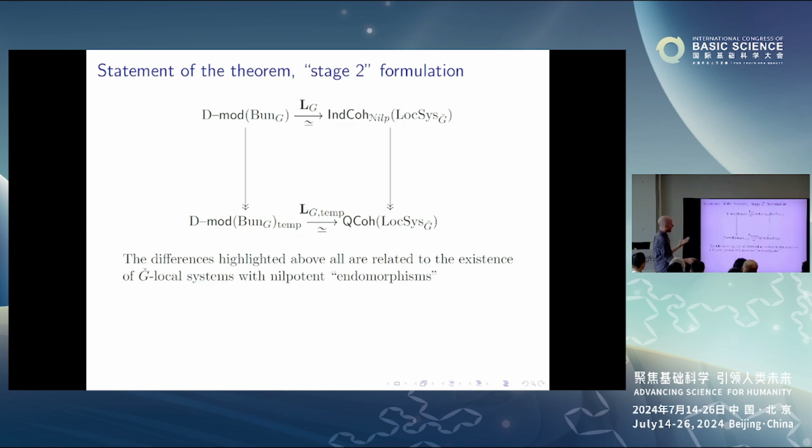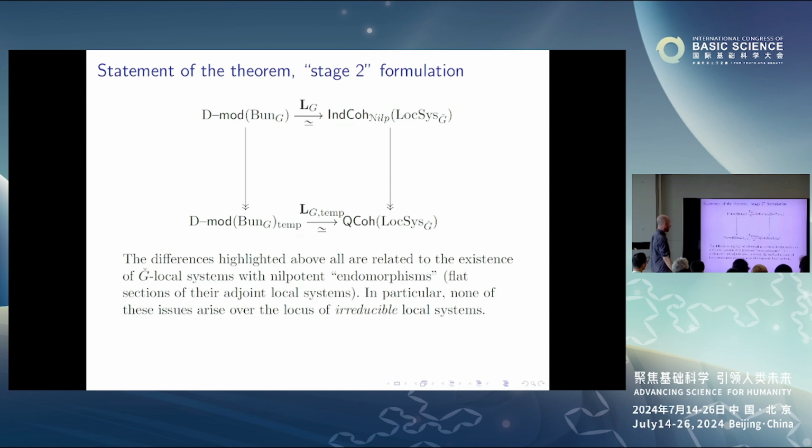So that's what I would really say for a vector bundle with connection. You can talk about flat endomorphisms of a vector bundle with connection, and you can talk about it being nilpotent or not. And if you have a local system that has a nilpotent endomorphism, it's causing you the sorts of headaches that are on this slide. And for general G, that just means a flat section of its adjoint bundle, for people who know what that means. So in particular, none of these issues arise over the locus of irreducible local systems. If you have a vector bundle with connection that's irreducible, then it's never going to have a nilpotent endomorphism at 0.